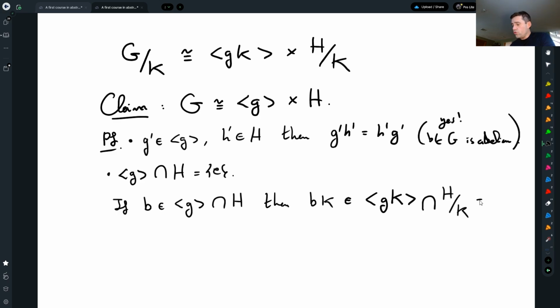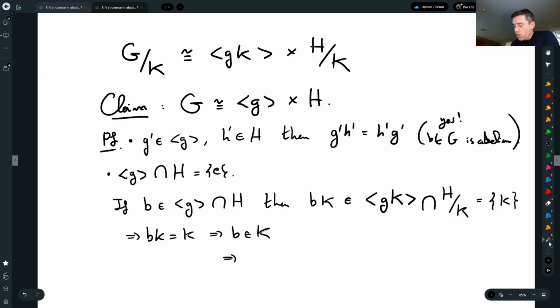But the intersection of the two, because this is an internal direct product, this also satisfies the conditions of internal direct product. So this one and that one have to be of trivial intersection. So there is only one coset in here, which is K. That tells me that BK is K, and therefore B is in K. And therefore, I can upgrade this intersection: it is not just intersect with H, it is intersect with K, which is a subgroup of H. So B is in G intersect K, but we chose K.